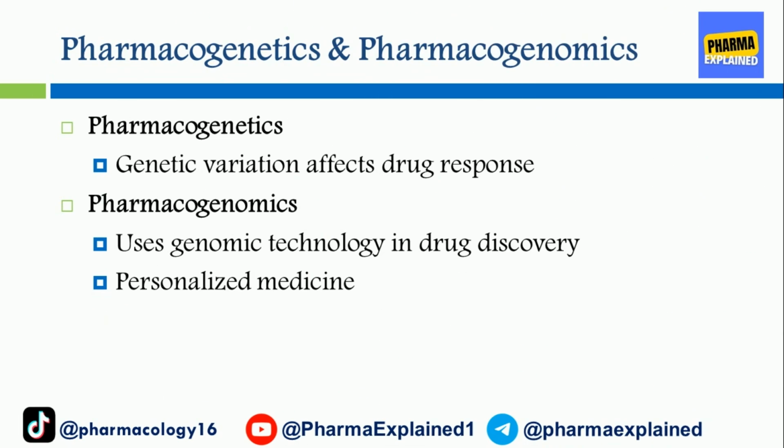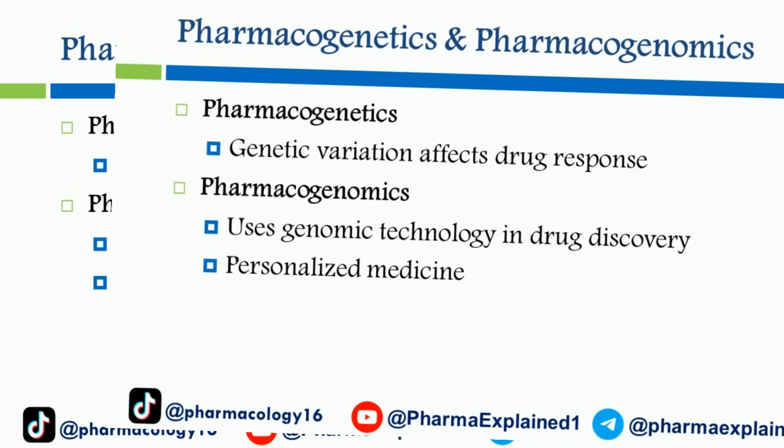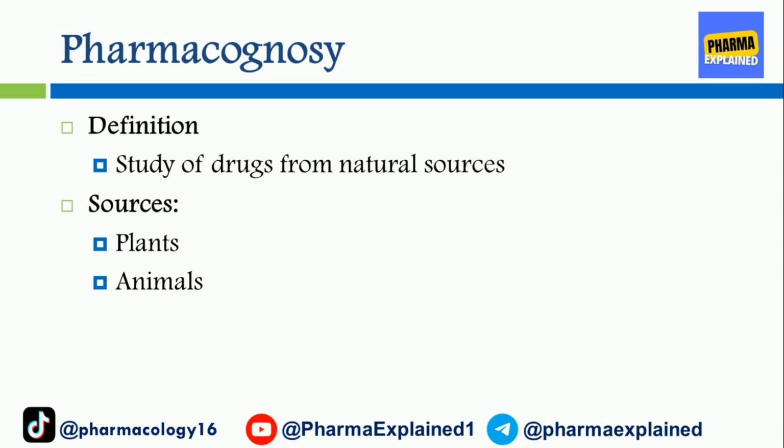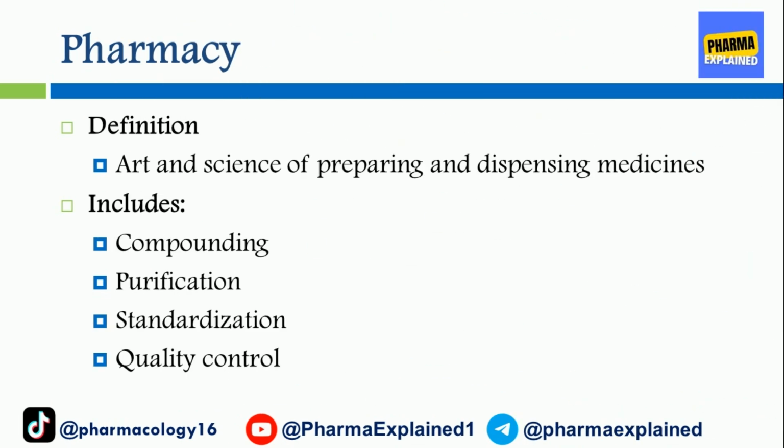Pharmacogenetics studies how genetic differences affect drug responses among individuals. Some people may respond differently to the same dose of a drug because of genetic variations. Closely related to this is pharmacogenomics, which applies genomic technology to drug discovery and personalized medicine. Pharmacognosy studies drugs obtained from natural sources, especially plants and animals. Pharmacy is the art and science of preparing, compounding, dispensing, and quality controlling medicines.